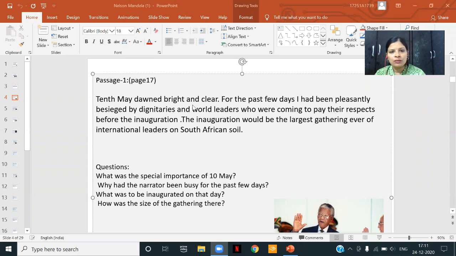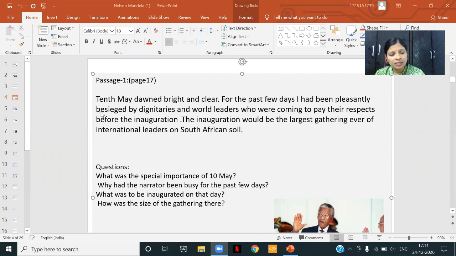10th May dawned bright and clear. For the past few days, I had been pleasantly besieged by dignitaries and world leaders who were coming to pay their respects before the inauguration. The inauguration would be the largest gathering ever of international leaders on South African soil.